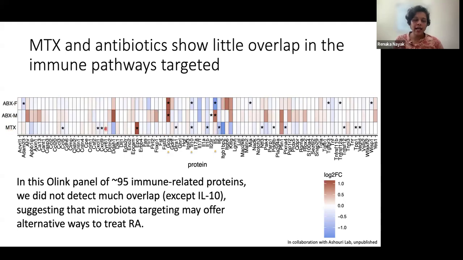And what we see is that the immune proteins that are significantly different in the methotrexate treated mice are different than in the antibiotic treated mice, right? So there's no overlapping pathways in terms of the immune pathways that are targeted by methotrexate or antibiotics. And to me, that suggests that we should look at the microbiome and find perhaps novel therapeutic strategies to alleviate inflammation. And maybe that'll provide us a way to reduce inflammation in RA patients that doesn't necessarily lead to immunosuppression.